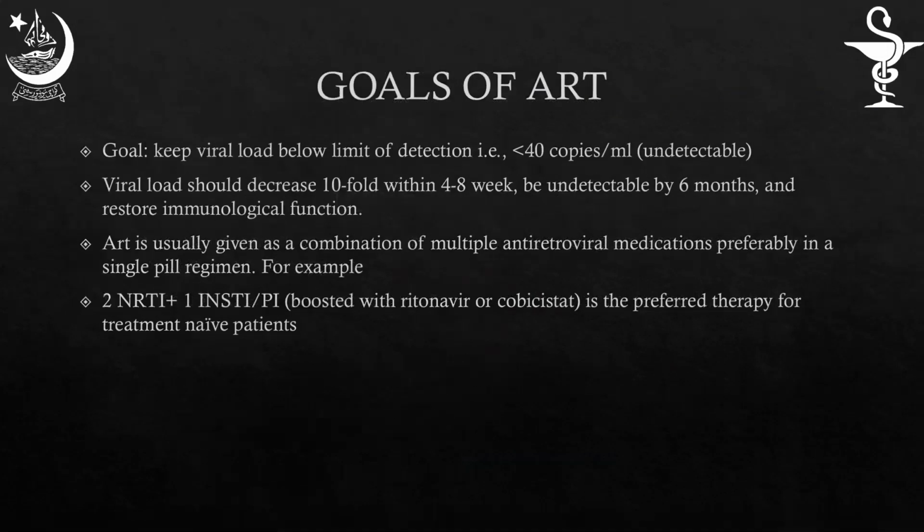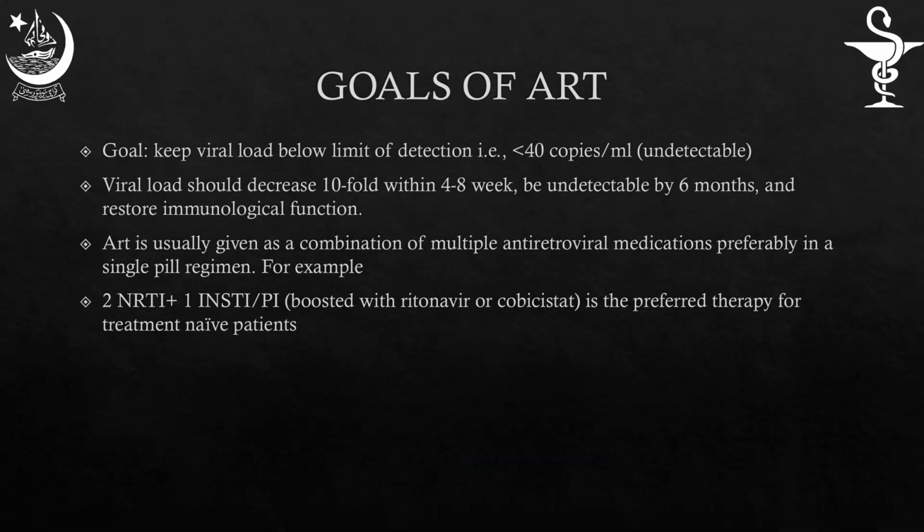Now, moving on to the goals of the antiretroviral therapy. The goal is to keep the viral load below the line of detection, which is less than 40 copies per ml. The viral load should decrease tenfold within 4 to 8 weeks and should be undetectable by 6 months.